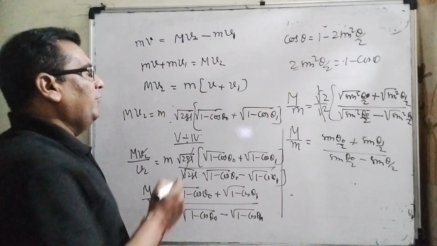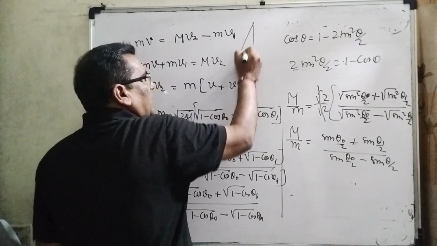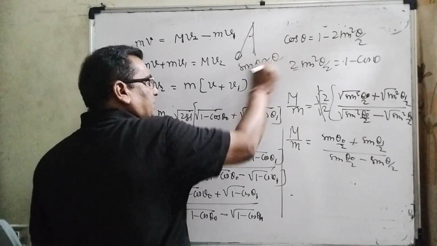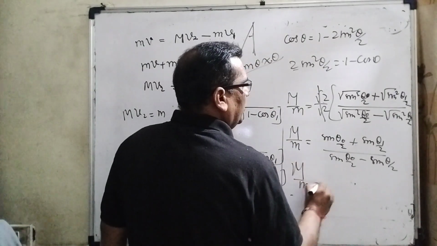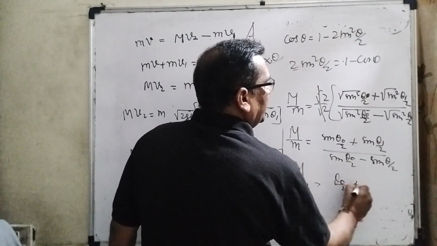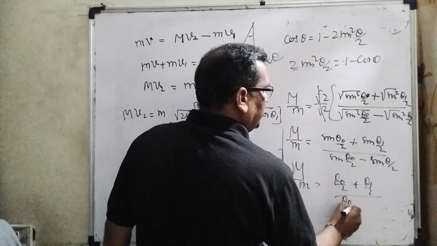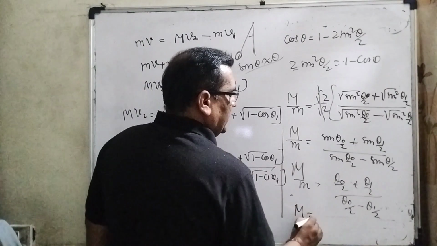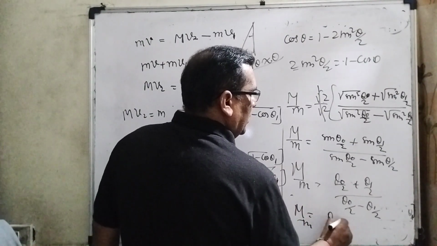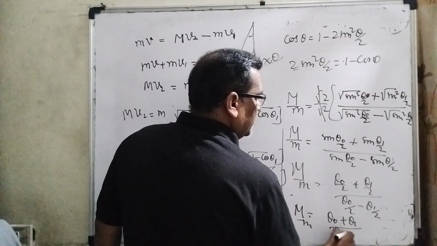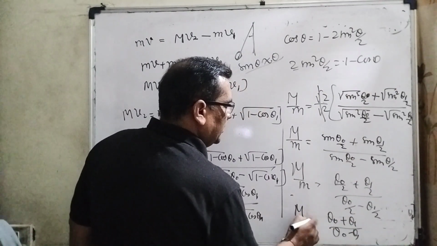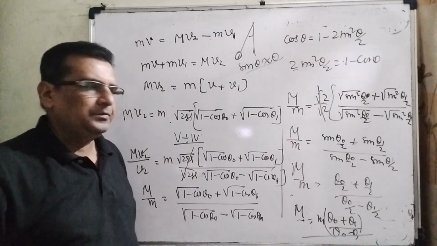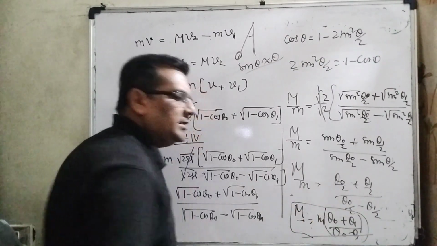Here you know that practically the angle of the bob is very small, and at that time sine theta is approximately theta. So we put theta naught by 2 plus theta 1 by 2 upon theta naught by 2 minus theta 1 by 2. Then it can be written as theta naught plus theta 1 upon theta naught minus theta 1. This m transposes to the right side, and this will be our answer. I hope you understand this question, and this is our right answer.